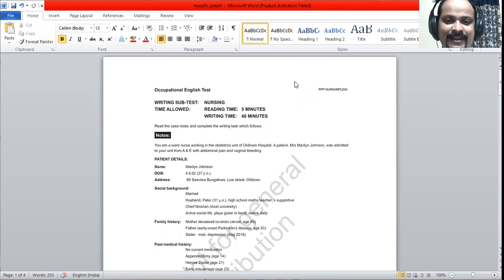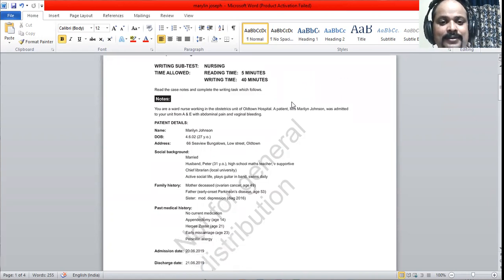Today, we again are going to see an OG letter, which is written to the family doctor. The patient's name is Marilyn Johnson. You are the ward nurse working in the obstetric unit of Old Town Hospital, and your patient, Marilyn Johnson, came to your ward with abdominal pain and vaginal bleeding.